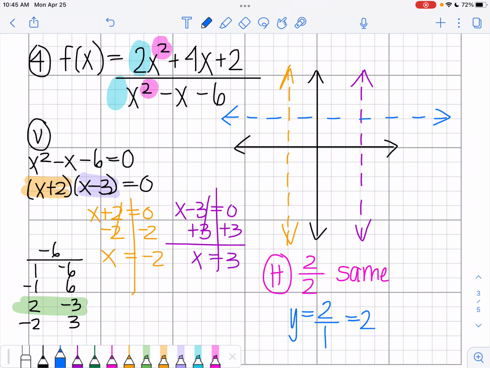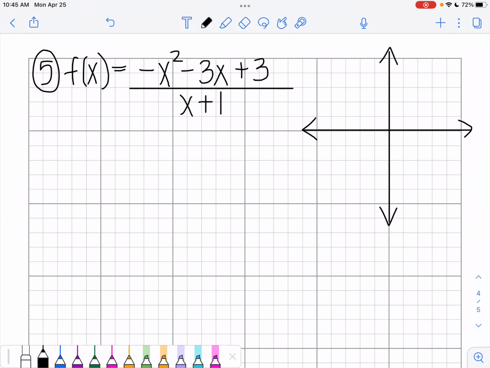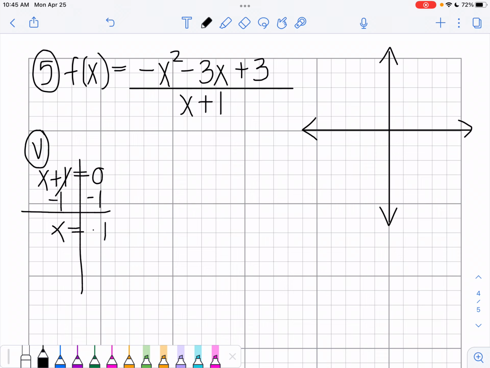Okay? And last, vertical. I'm going to take my denominator, I'm going to set it equal to 0. x plus 1 is equal to 0. I'm going to get x on a side by itself. So x is equal to -1. All right, so we'll graph this one. We'll make it orange. x equals -1 here.